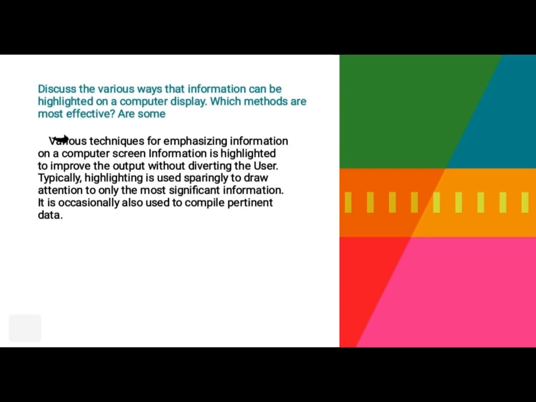Discuss the various ways that information can be highlighted on a computer display. Which methods are most effective? Various techniques for emphasizing information on a computer screen. Information is highlighted to improve the output without diverting the user. Typically, highlighting is used sparingly to draw attention to only the most significant information. It is occasionally also used to compile pertinent data. Here is a list of common methods for highlighting.